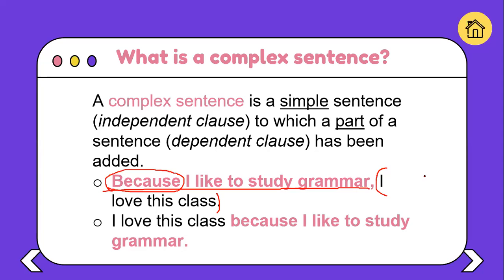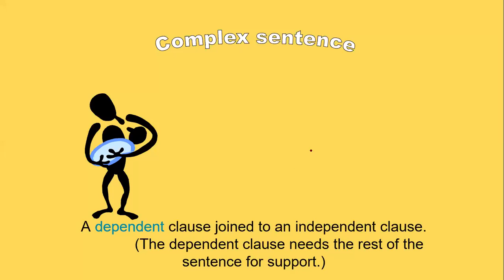So when we put the dependent clause with the independent clause, they make a complex sentence. They make what? A complex sentence. That's it. And we even did the exercise yesterday about the dependent and independent clauses.